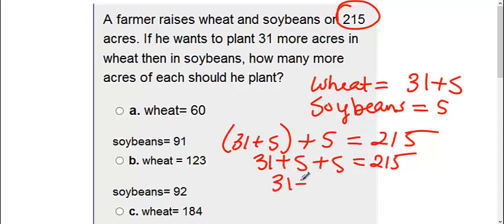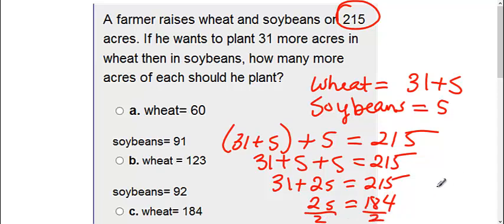I'm going to combine these here. I get 31 plus 2S equals 215. Then I'm going to subtract my 31. Therefore, I get 2S equals 184. And lastly, divide by 2. Therefore, we get 92. So I'm going to have a total of 92 acres of soybeans.